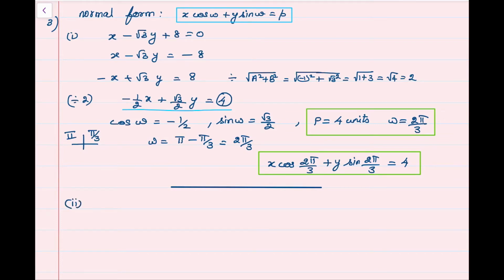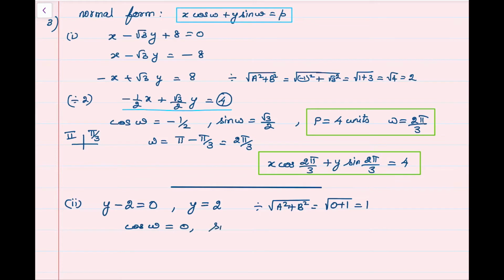Second subdivision, the equation is y minus 2 equal to 0. Therefore, y is equal to 2. We have to divide by root of a square plus b square, which is root of 0 plus 1, which is 1. Therefore, the equation is already in the normal form. Cos omega is the coefficient of x, which is 0. Sin omega is the coefficient of y, which is 1. And p is the constant term. Remember, p has to be a positive quantity. P is 2 units.